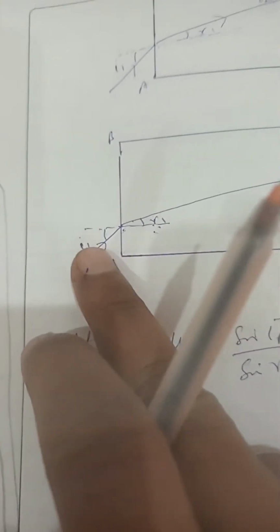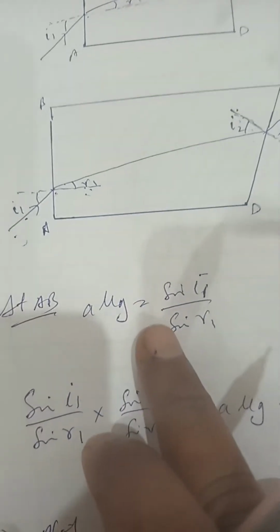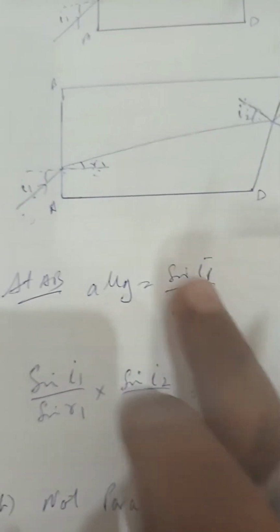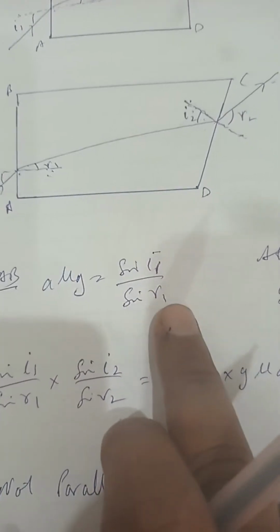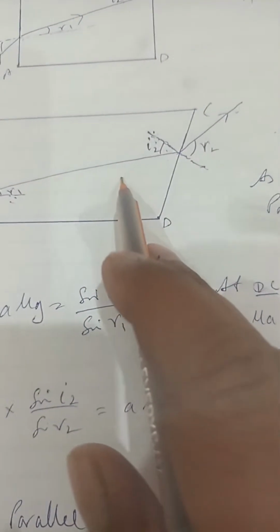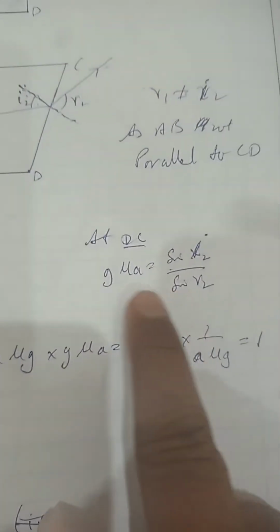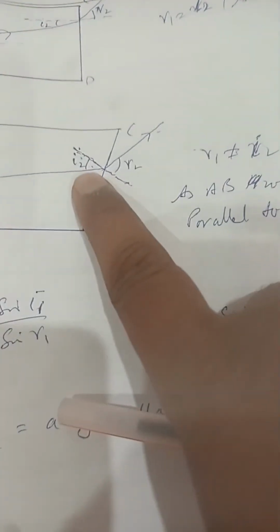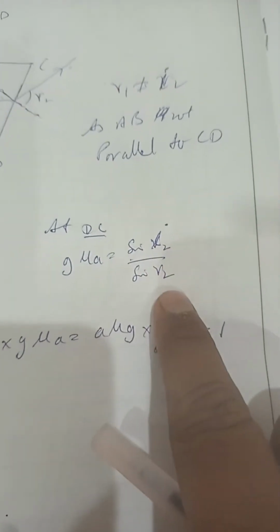See, at the first surface, that is at AB, light ray is moving from air to glass. So refractive index of glass with respect to air is equal to sin I1 upon sin R1, sin of angle of incidence upon sin of angle of refraction. Then at the second surface, at CD, light is moving from glass to air. So from here we will get the refractive index of air with respect to glass. It will be sin of I2 upon sin of R2. Okay.